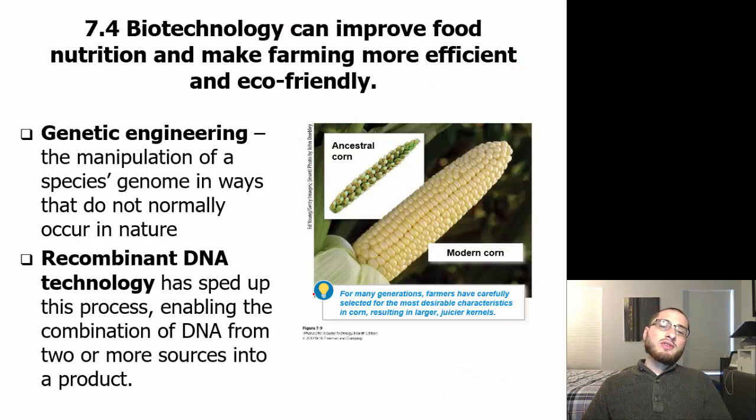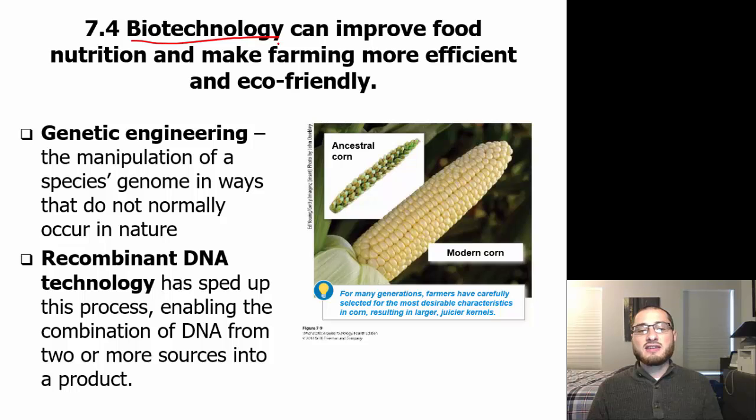And then we talk about biotechnology. Now, biotechnology is really the mix of biology and technology, and we like to use this to our advantage, and it can improve food nutrition and make farming more efficient and eco-friendly. So genetic engineering is the manipulation of a species' genome in ways that do not normally occur in nature. So we change the DNA in order to make it code for something specific.